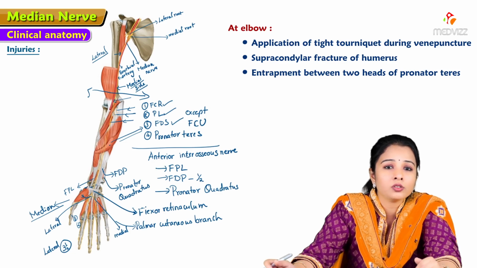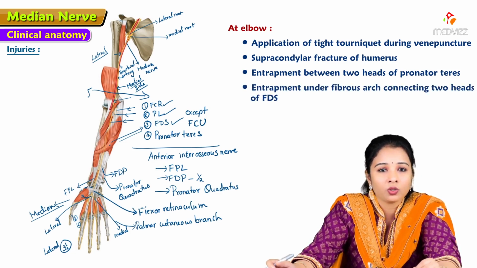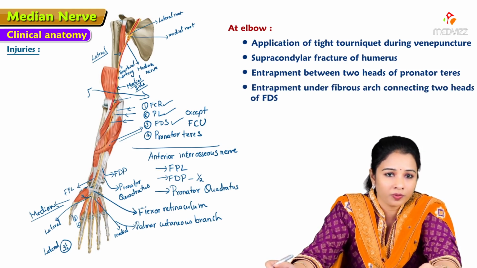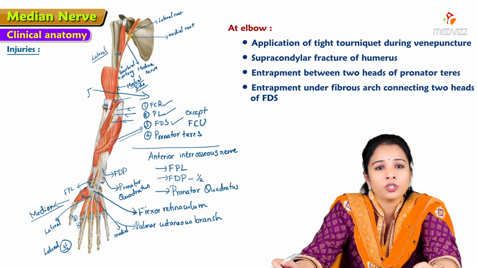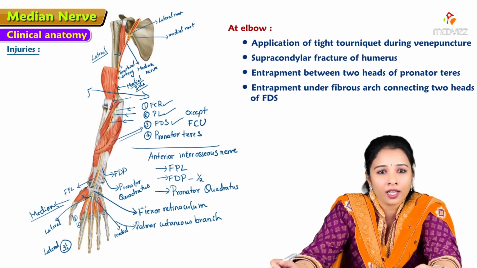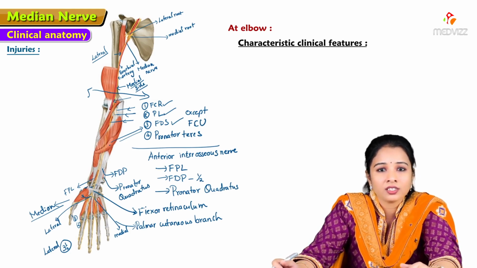And the nerve may also get entrapped under the fibrous arch which is formed by the two heads of flexor digitorum superficialis. So these are the reasons for the injury of the median nerve at the elbow. Let's see the characteristic features in such cases.